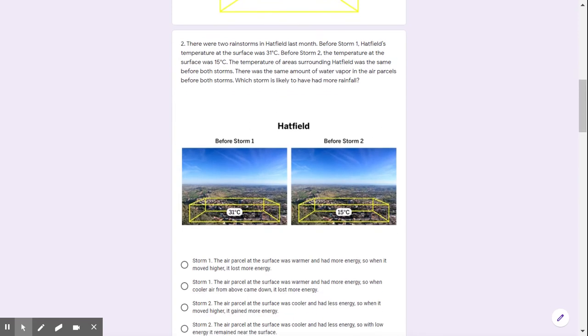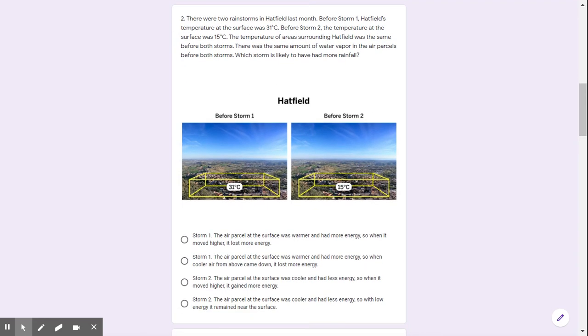Question 2. There were 2 rainstorms in Hatfield last month. Before Storm 1, Hatfield's temperature at the surface was 31 degrees Celsius. Before Storm 2, the temperature at the surface was 15 degrees Celsius. The temperature of areas surrounding Hatfield was the same before both storms. There was the same amount of water vapor in the air parcels before both storms. Which storm is likely to have more rainfall?